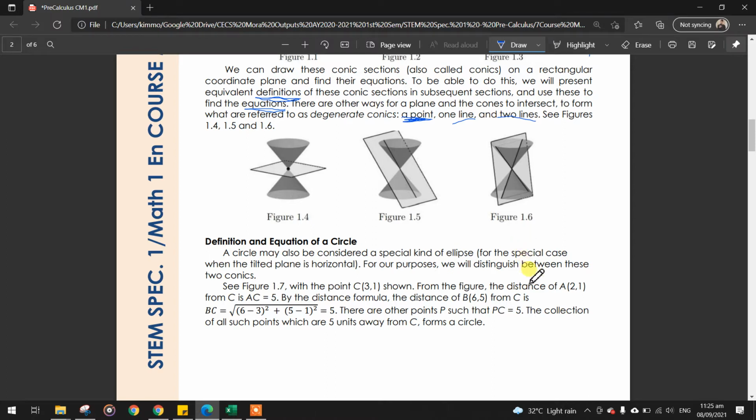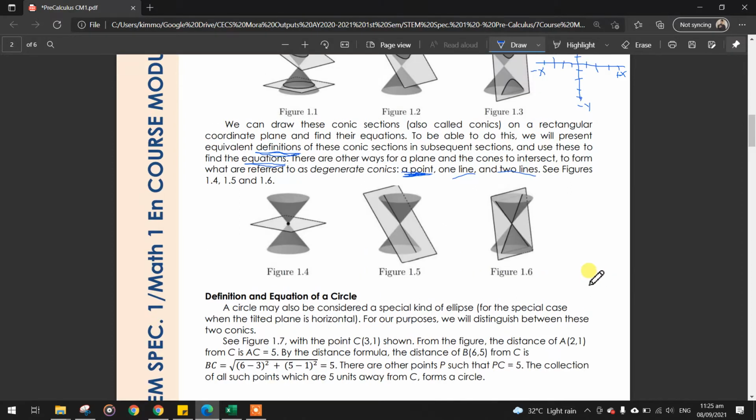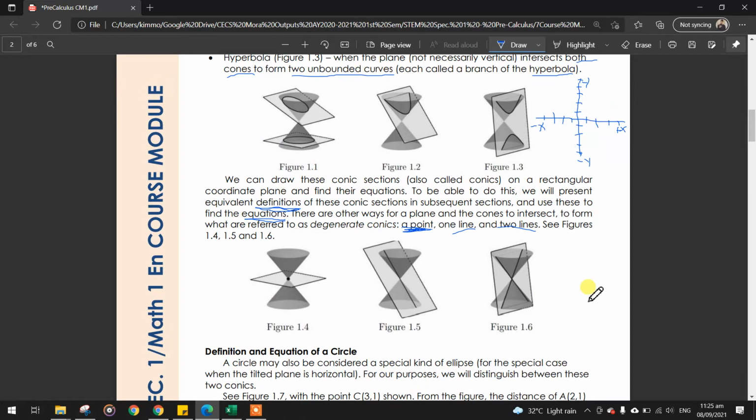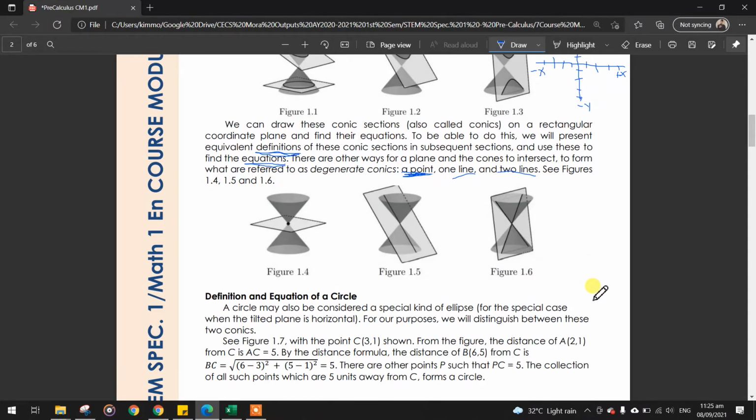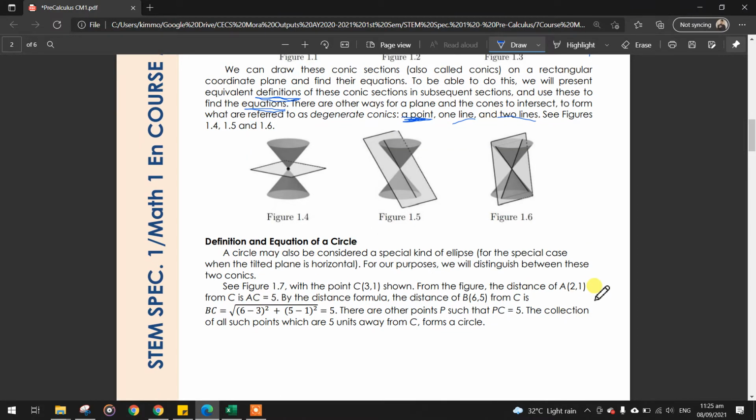So, for our purposes, we will distinguish between these two conics. Meaning ato silang pangitaan unsay difference nila, unsa yung pag-determine nga kani siya ellipse kani siya circle. So that is by finding their equation. So lahi ang equation sa atong circle, lahi pod ang equation sa ellipse. So ang ellipse will be discussed later na sa preceding nga mga modules. So dere mag-focus lang sa circle.